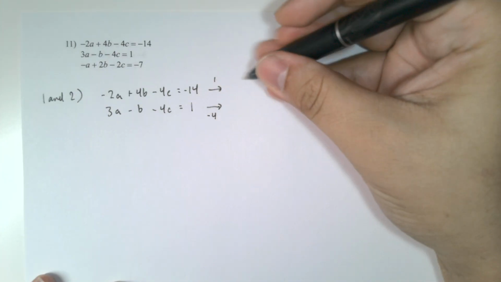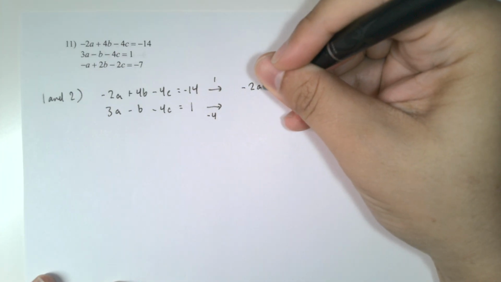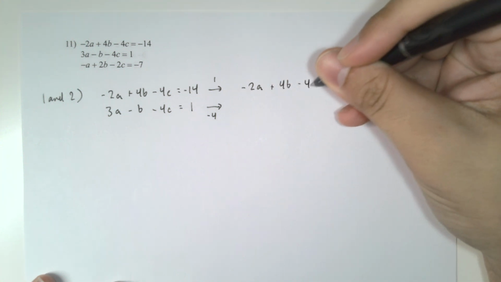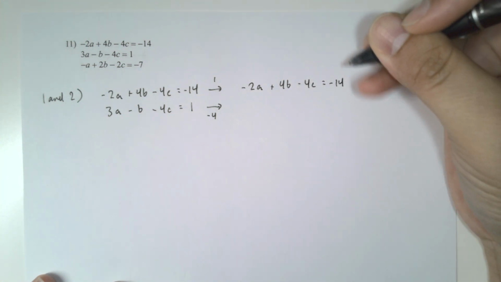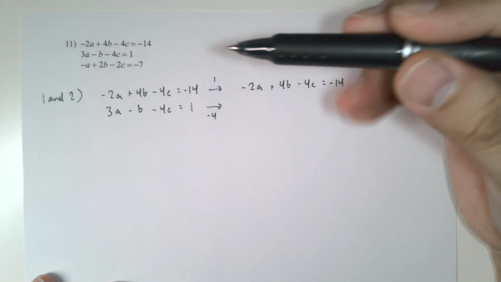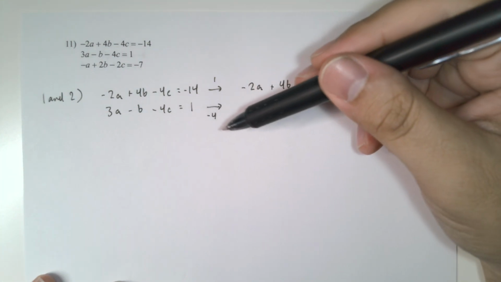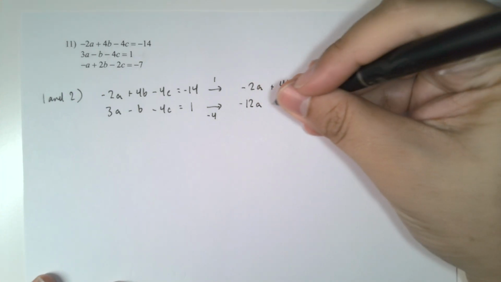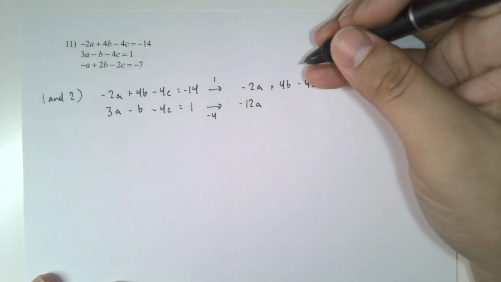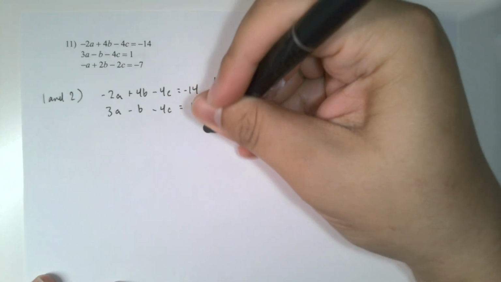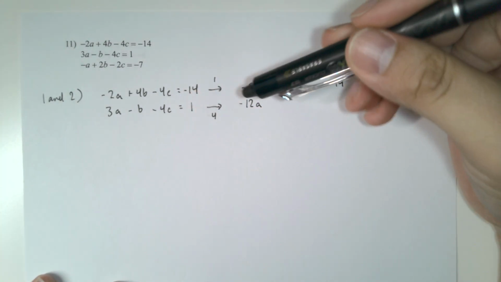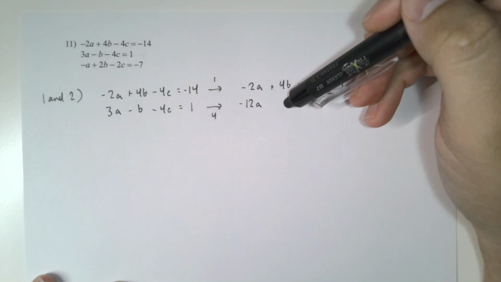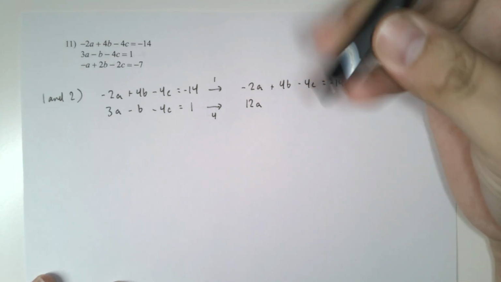We'll keep the top one the same. That means we have -2a plus 4b minus 4c is equal to -14. And then if we multiply the bottom one by -4, we have -12a. We don't want to multiply by -4. Sorry about that. Because if we multiply by -4, that's going to make this also a positive 4b, and that won't cancel. So back up for a second.